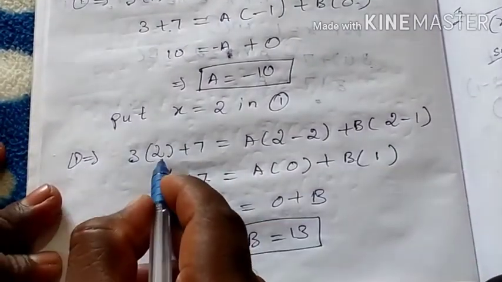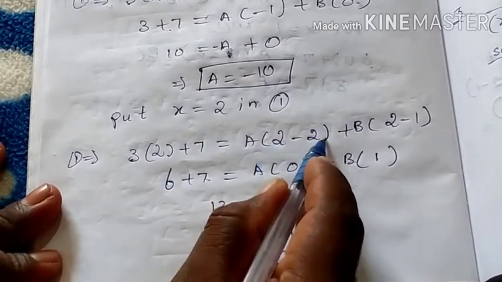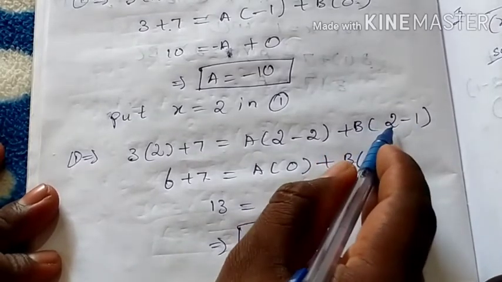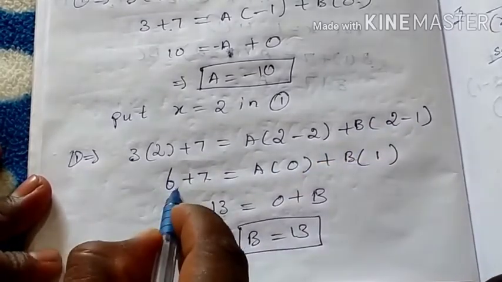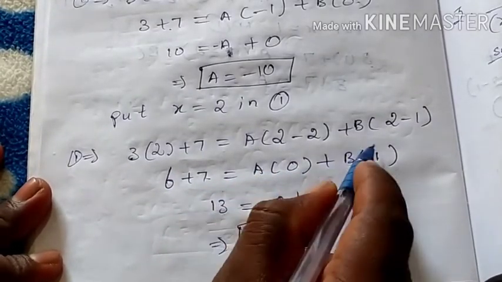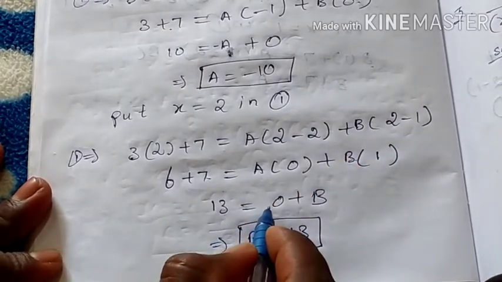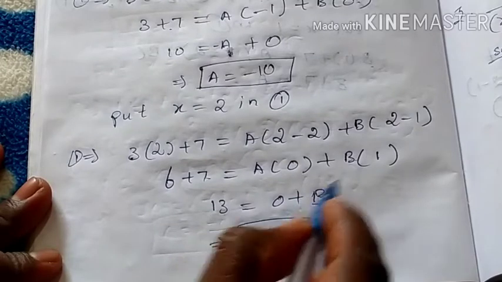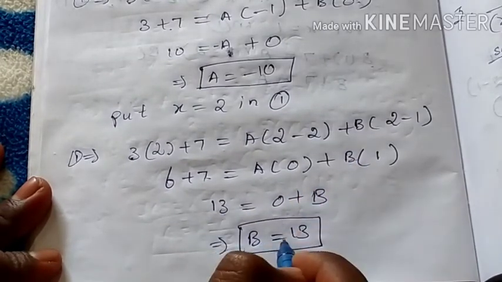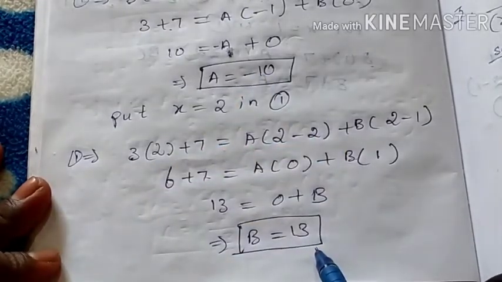Equation 1 implies 3 into 2 plus 7 is equal to a into 2 minus 2 plus b into 2 minus 1. All x replaced by 2. 3 twos are 6 plus 7 is equal to a into 2 minus 2, which is 0, plus b into 2 minus 1, which is 1. Then 6 plus 7 is 13, which is equal to a into 0 plus b into 1, which is b. Therefore b is equal to 13. Now we get the values of a and b.